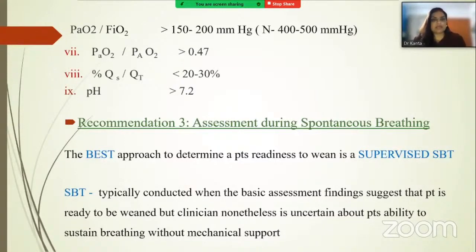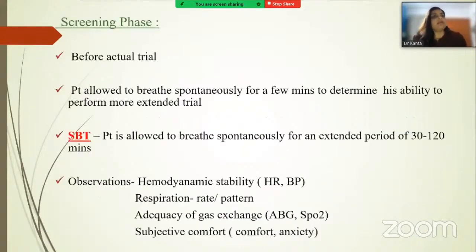A spontaneous breathing test is typically conducted when the basic findings, which we've already discussed, show that the patient is ready to be weaned, but the clinician is nonetheless uncertain about the patient's ability to sustain breathing without the mechanical support. It has a screening phase. You let the patient breathe spontaneously for a few minutes and see whether he'll be able to sustain this for a longer duration of time. Once you are sure of that, then the patient is allowed to breathe spontaneously for an extended period of around 30 to 120 minutes. That's called a spontaneous breathing test, at least 30 to 120 minutes.